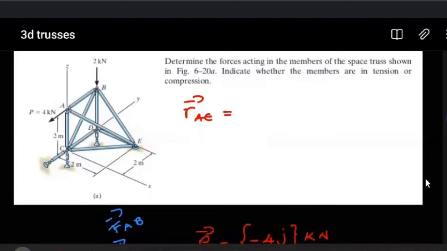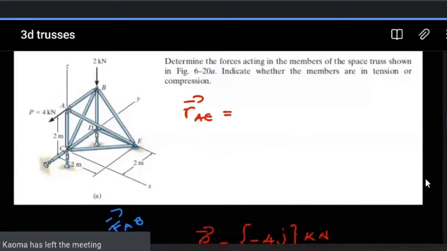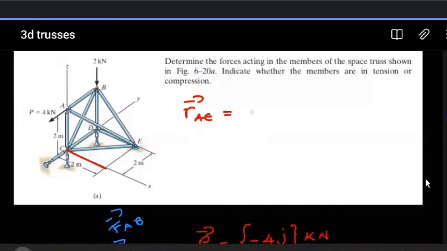Sorry, I was saying it will be positive 2i, positive negative 2j, and negative 2. So positive 2i, that's from here to here in the x-axis, positive 2i. Then you have negative 2j.